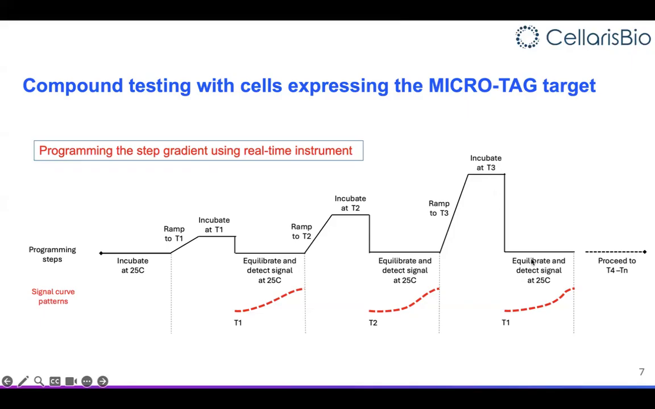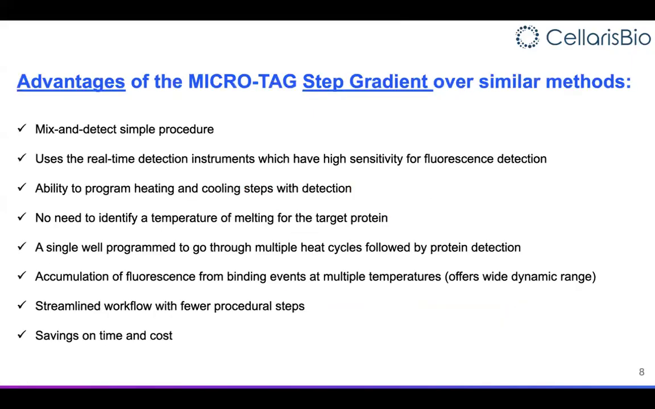And you can also modify the amount of time needed to detect your signal based upon the kind of target that you're working with, where for some targets that are poor expressors, you may need to allow a longer period of time to detect a protein. So this is a very powerful system that allows you now to test or interrogate drug binding to a target in a temperature series.